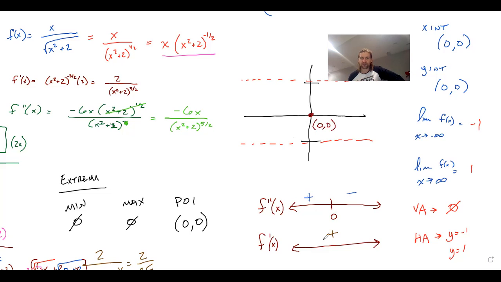The graph is always going to be going up. So even though our end behavior here is towards -1, our graph is going to be going up from this direction, and it is going to be curved up until we get to 0. Then after 0, we're going to switch to curve down, but still be going up. So we're curving it down, but it's going up still.